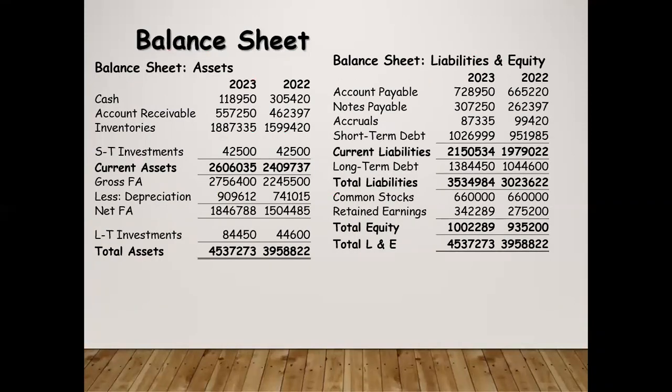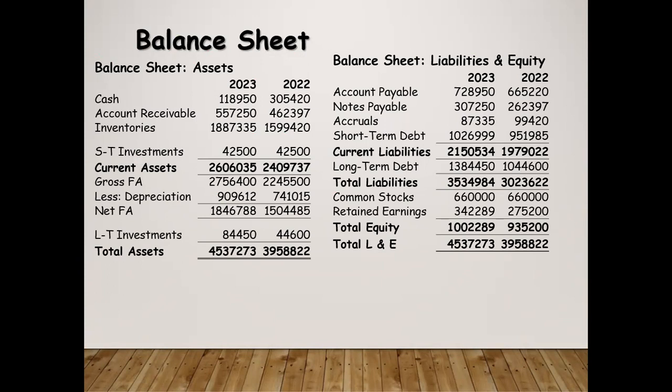Here we have the balance sheet. First of all, we have current assets that include cash, accounts receivable, inventory, short-term investment, etc. Thereafter, we have long-term assets that include gross fixed assets, less depreciation, that will give us the net fixed assets position, long-term investment, etc. So the total assets should be equal to total liabilities plus total equity.